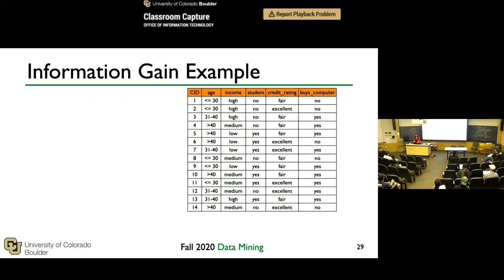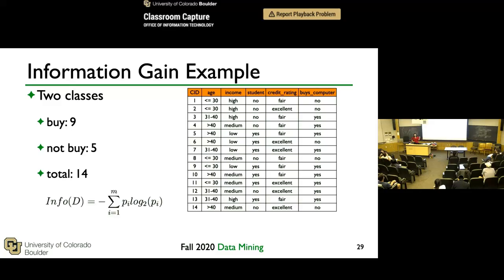Take the table, the process. As I said, we need to start with the first one. I know that I have two classes, buying a computer or not. If you count, 9 of them purchased a computer and 5 of them didn't. The total number is 14.